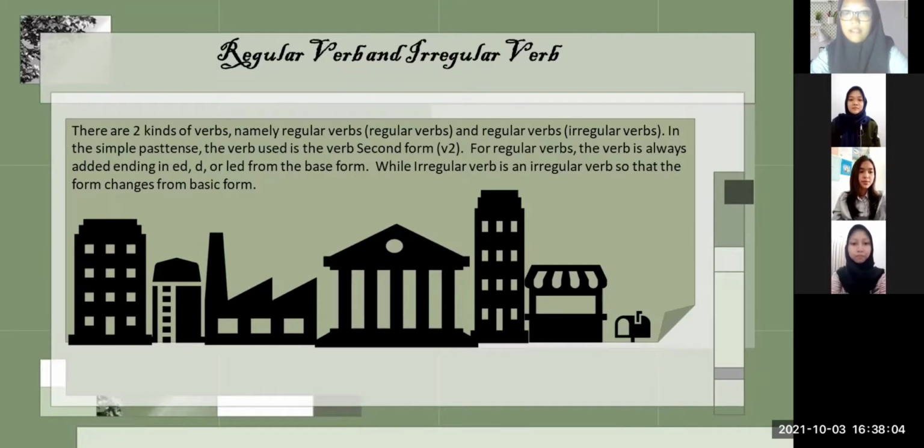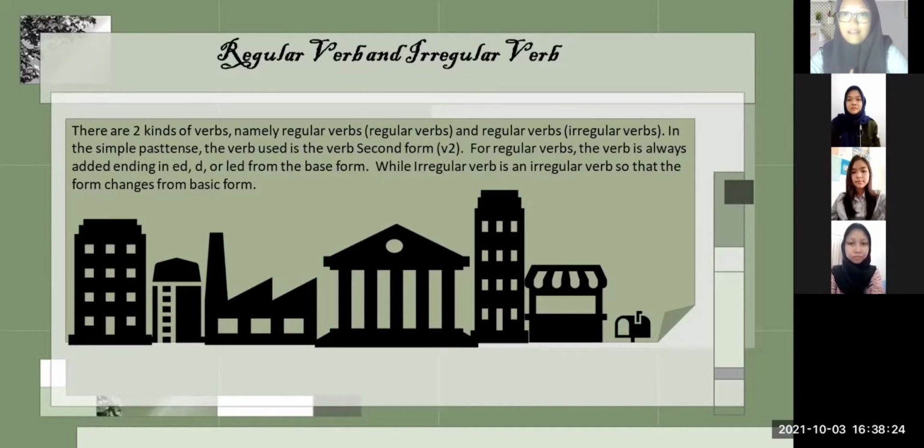Example sentences: the first, I cooked fried rice for breakfast. The second, she borrowed my pen. The third, the baby cried last night. The second material is irregular verb.